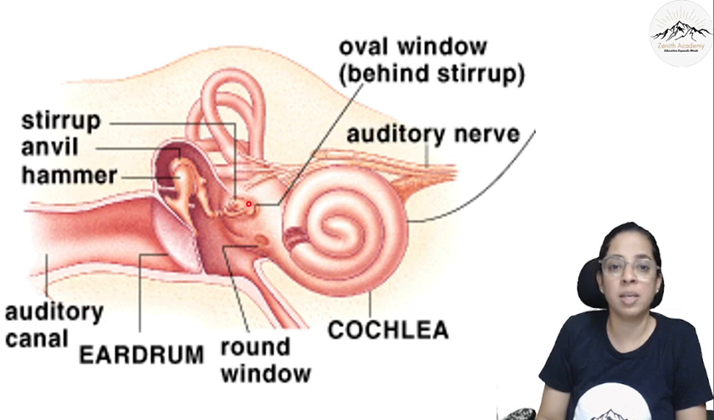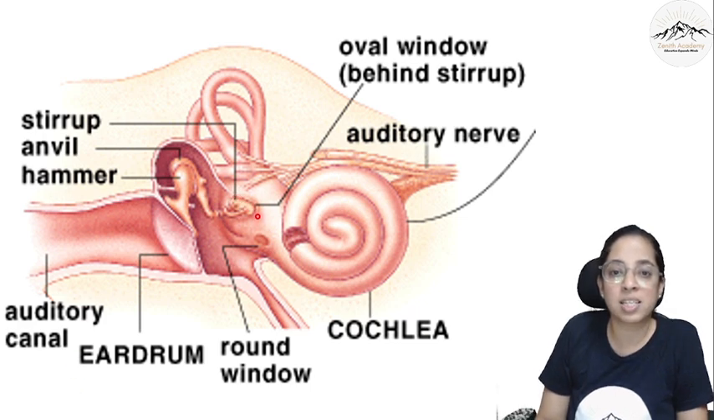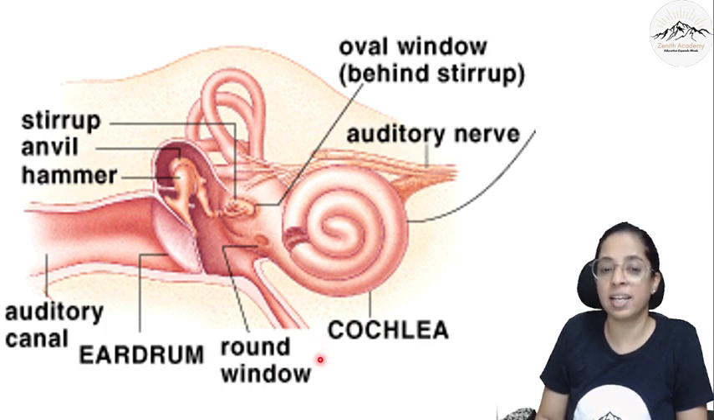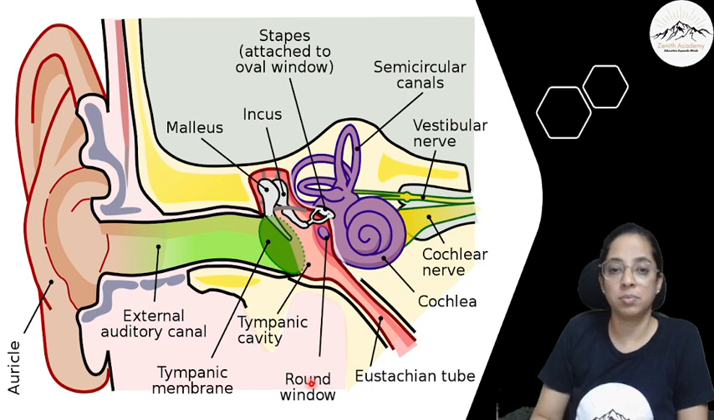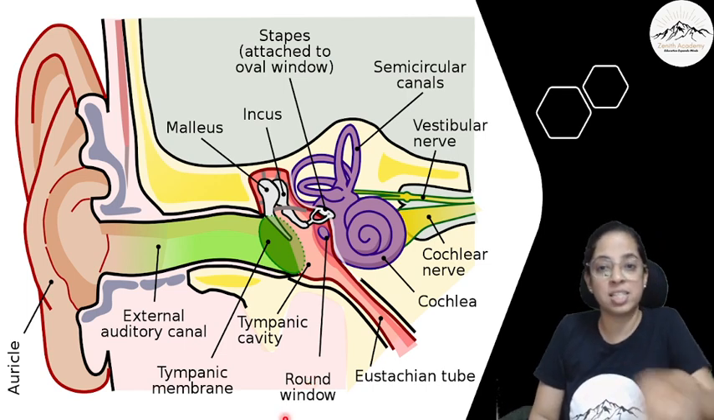So here you can see this is the stirrup. This is connected to the oval window behind the stirrup, and here you can see a round window as well, which connects this middle ear to the inner ear. Okay, clear? Where is the round window and where is the oval window? Is it clear? Oval window is just behind the stirrup, and the round window is where these two are connecting. It is a connection between your middle ear and the inner ear. Okay, let's go ahead. So this is a detailed diagram you can see.